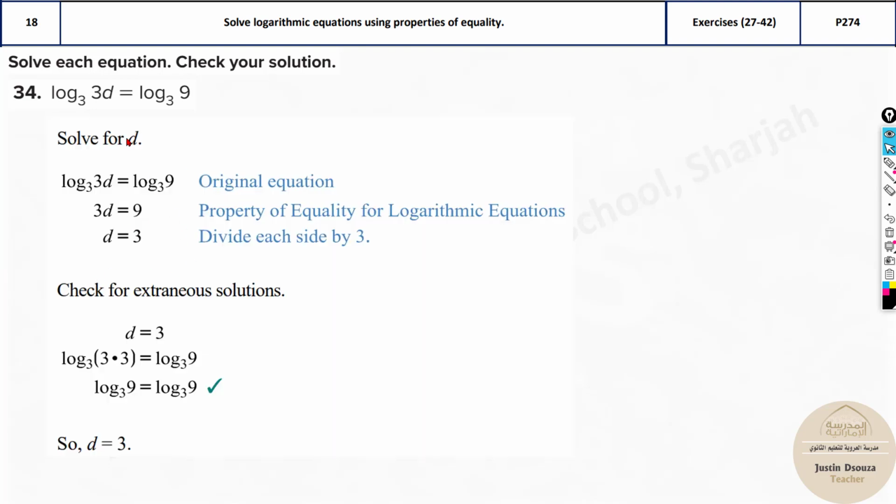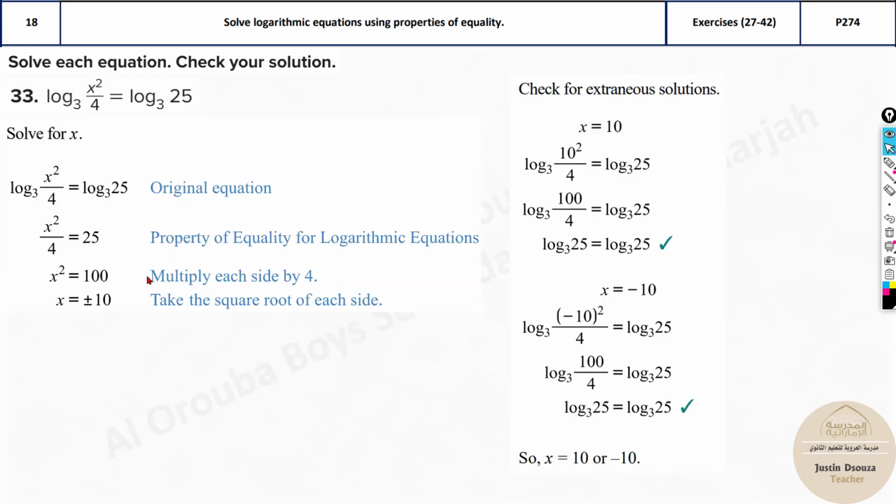Even over here, directly. Now these are much easier because they have given log base 3, log base 3. Just equate the terms. 3d equals 9, that's it. And solve it and do the checking. If it's one answer, generally it's always correct. Don't worry. When it's two answers, please do check. If it's square and stuff, it'll be there. Otherwise, it'll be an extraneous solution.